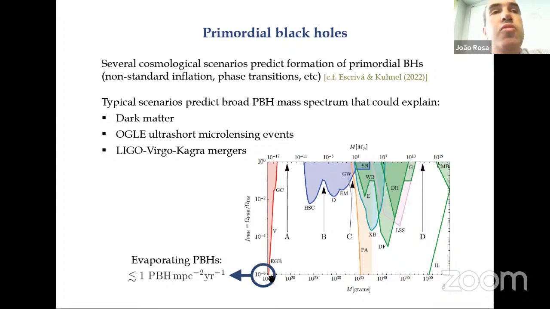So we could, in principle, if we have ways to detect these black holes, and I'm going to talk more about this towards the end, expect to have one of these primordial black holes coming within a milliparsec of the Earth within the lifetime of a typical experiment of a few years.